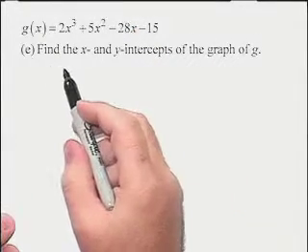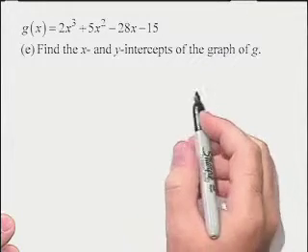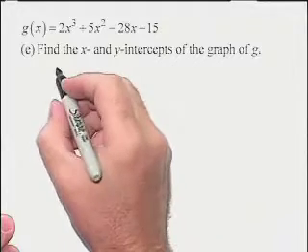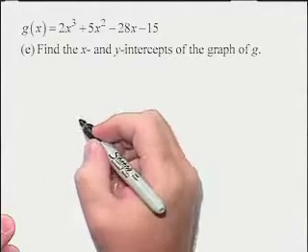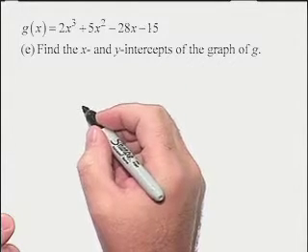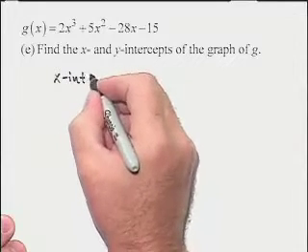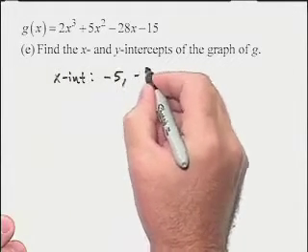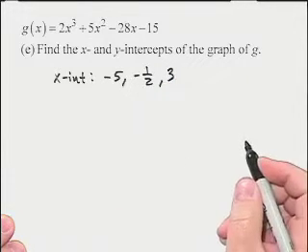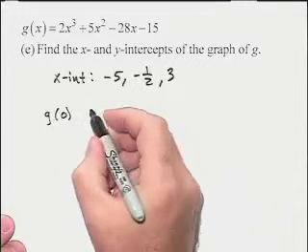In Part E, we're asked to find the x and y intercepts of the graph of g. In the previous part, we found that the zeros of the function were negative 5, negative 1/2, and 3. We've also seen that x-intercepts and zeros are essentially the same thing, so our x-intercepts are negative 5, negative 1/2, and 3. To find the y-intercept, we need to evaluate g of 0.